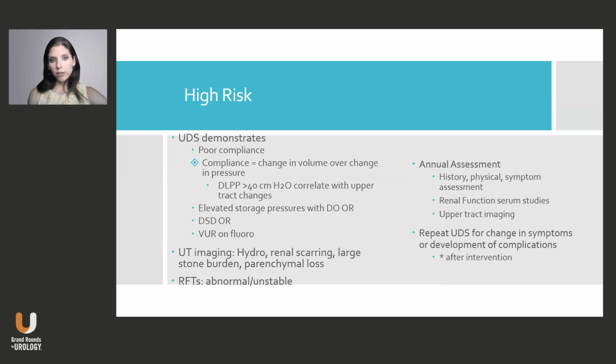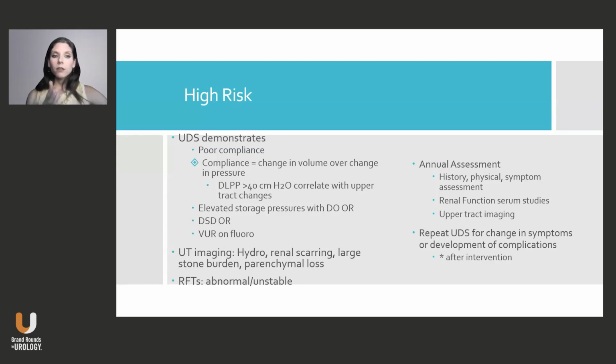Your high-risk patients are going to be those where your urodynamics demonstrates poor compliance. So for those of you who are maybe new to the NLUTD population or less familiar with urodynamics, compliance is a measurement of how well the bladder can expand to hold more volume while keeping urine at low pressures. So compliance specifically is a calculation. It's a change in volume over the change in pressure. And normal compliance should be almost infinite, right? The bladder should be able to hold as much urine and then not change its pressure at all.